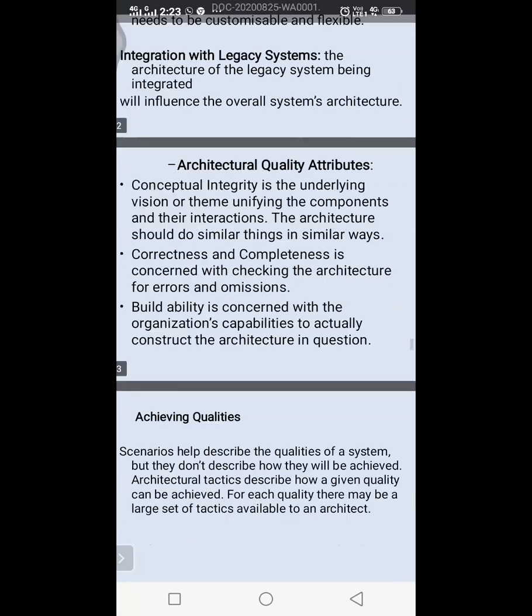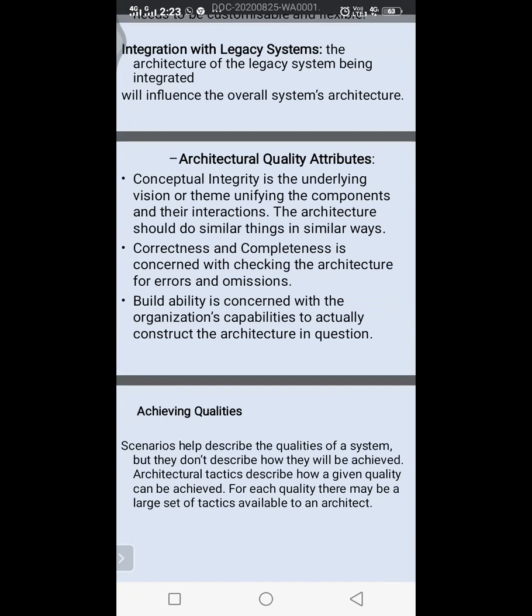Now we are discussing the architectural quality attributes. In the case of architectural quality attributes, we are verifying which type of architecture it is, and whether we maintain the quality in the architecture or not. That means how it will appear, how it will be understood by the user.